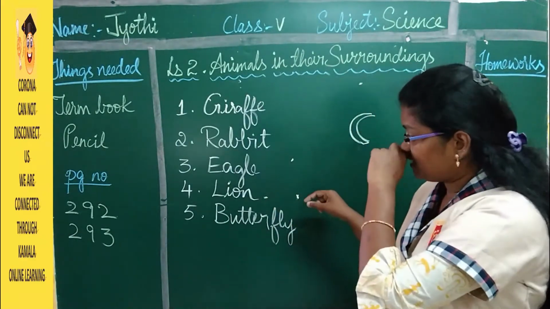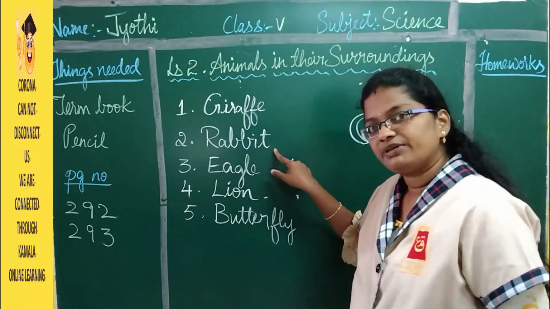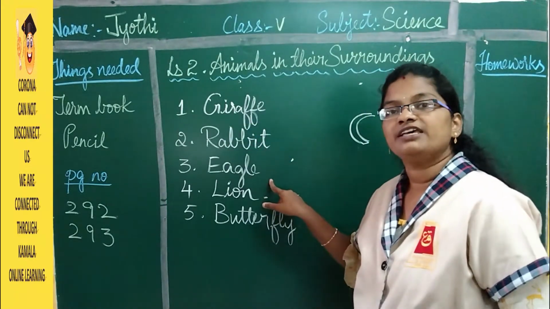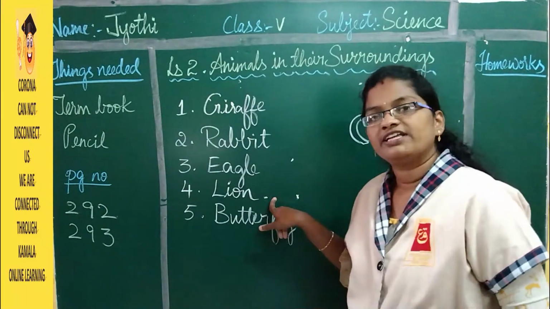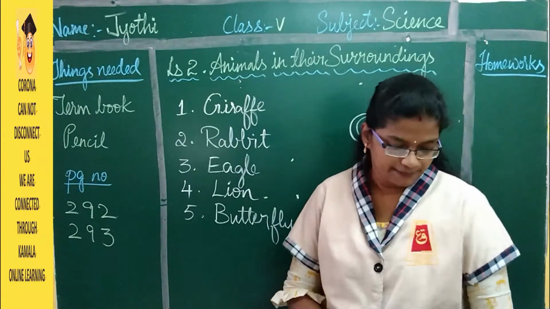So here are the answers. The first one is giraffe, second one is rabbit, then third one is eagle, then fourth one is lion, and fifth one is butterfly.